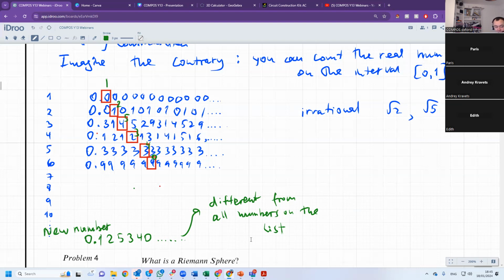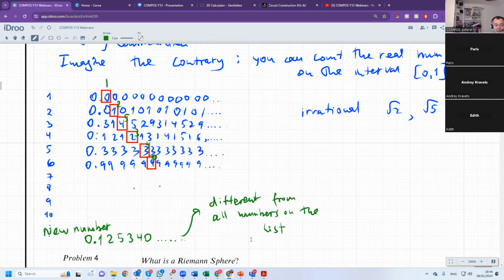So the way I designed the new number, I took the first number from the list and I changed the first digit. So it's definitely not the same as the first number. For the second number, I took the second number and I changed the second digit. So it's definitely different from the second number. For the third digit, I took the third number and changed one digit, so it's definitely different from the third number. So it's different from every single number on the list. Therefore, it is not on the list. Therefore, the new number is a new number.